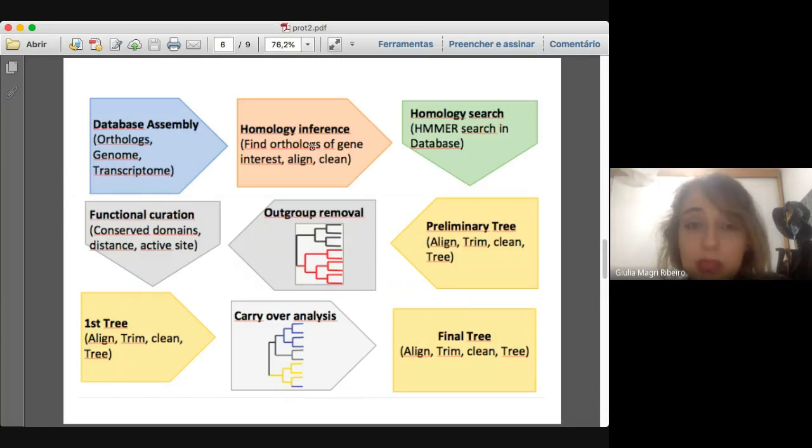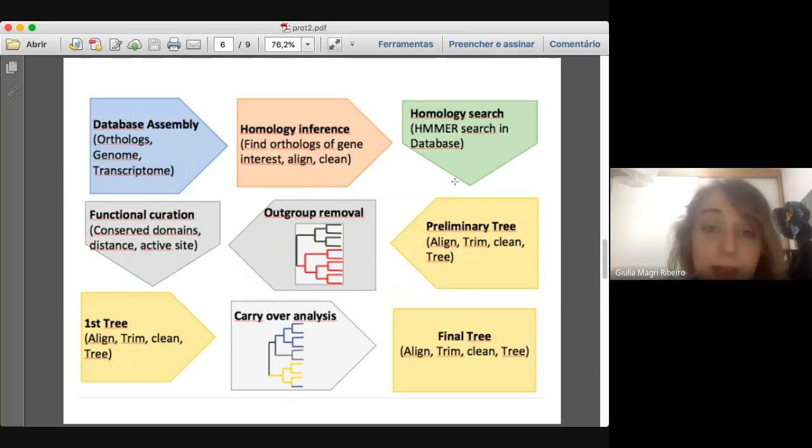For the homology inference, we take sequences of our gene of interest and we discover their orthologs. With these orthologs, we build an alignment, clean it, and make it ready to build a HMMER profile. We use this profile to look for the homologs in our database. With these putative homologs, we build a tree. This first tree probably still contains the outgroup, which is good because we can use it to remove sequences that do not belong to our ortholog group, and also to root our tree and see its direction.